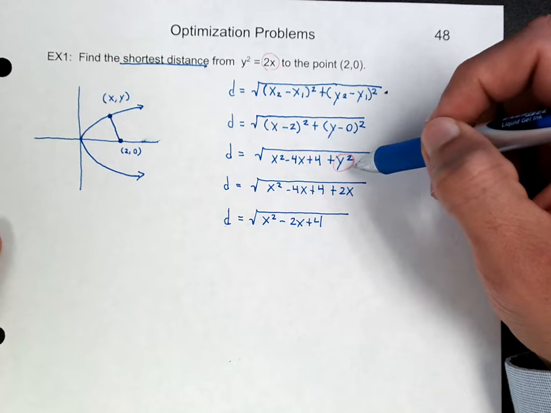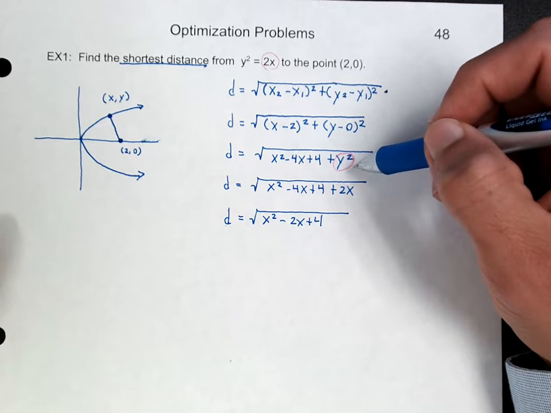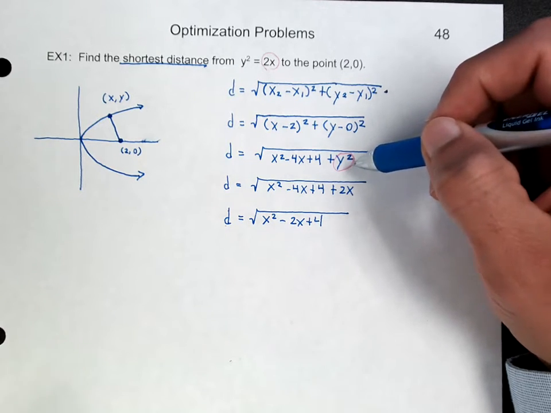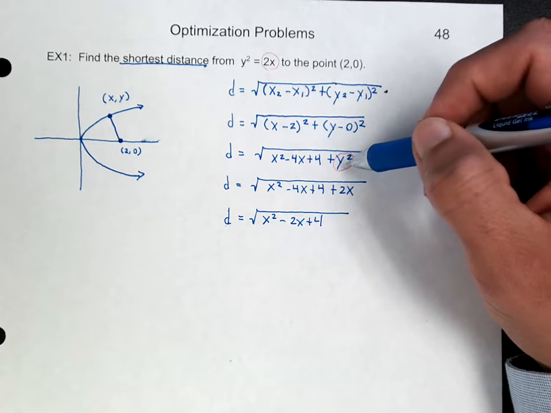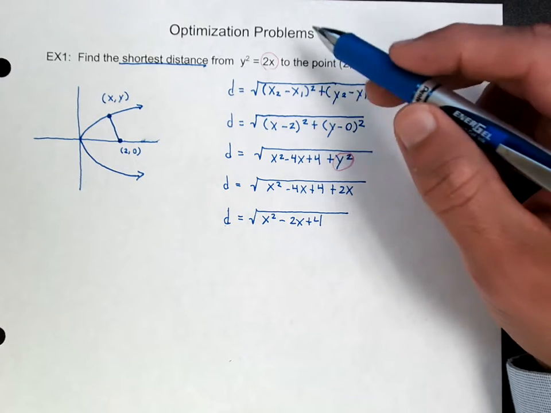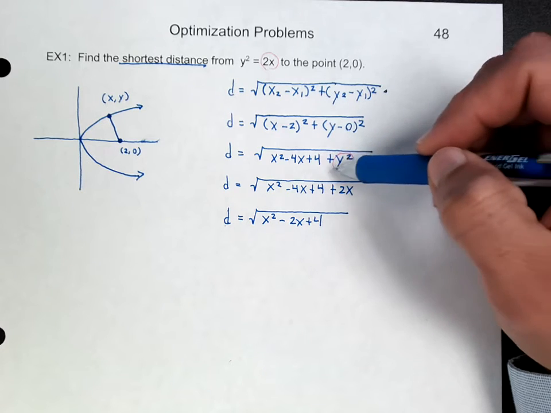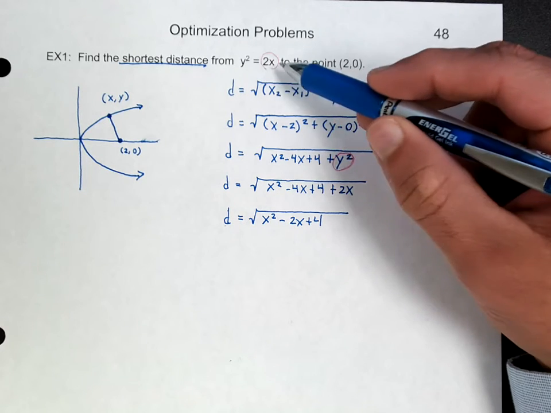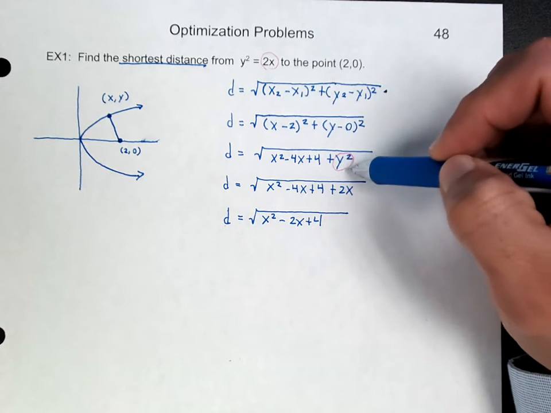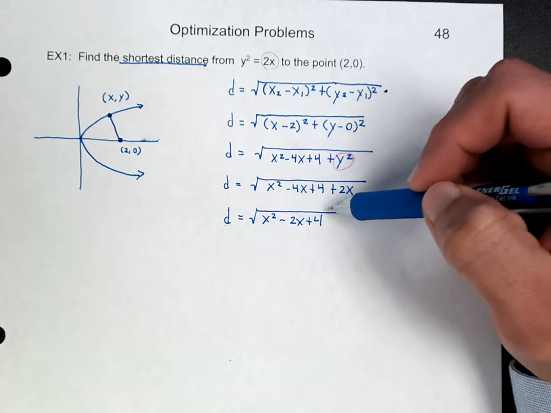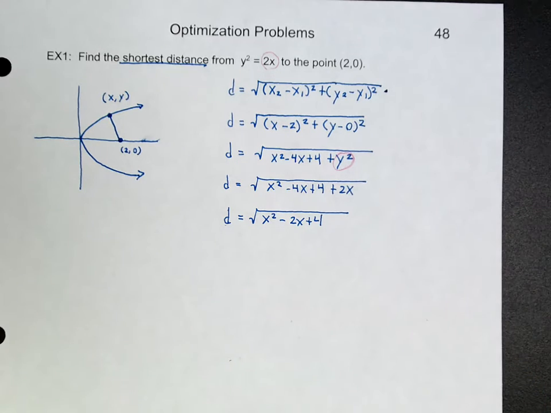Now, I want to have my distance formula in terms of x only. So I went ahead and substituted 2x for y squared. Remember that y squared is equal to 2x, so I can replace this with 2x. And then I added the like terms.